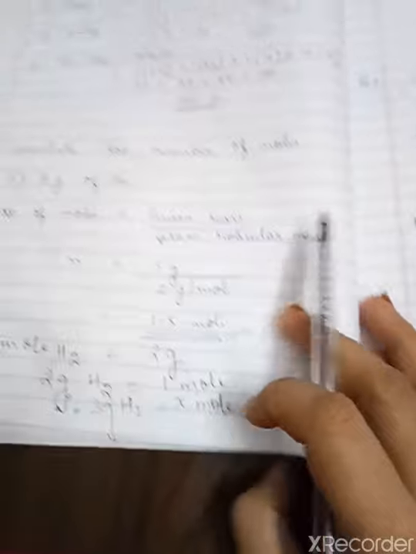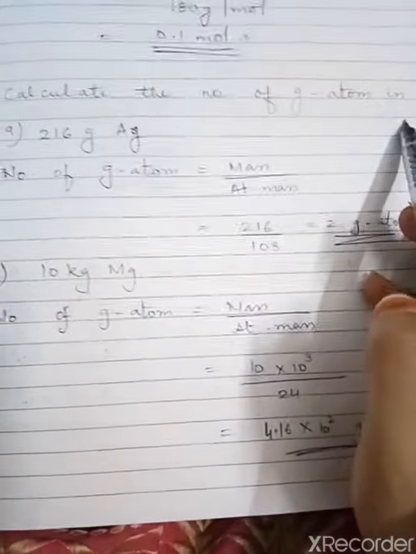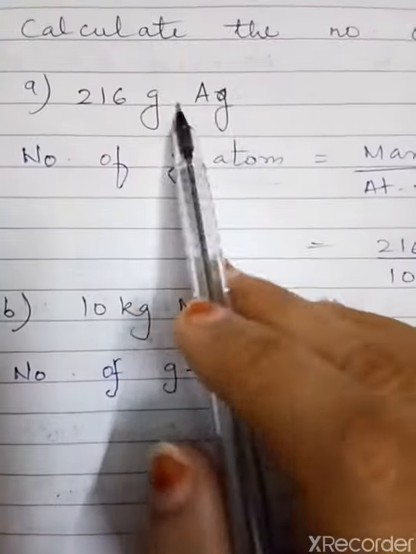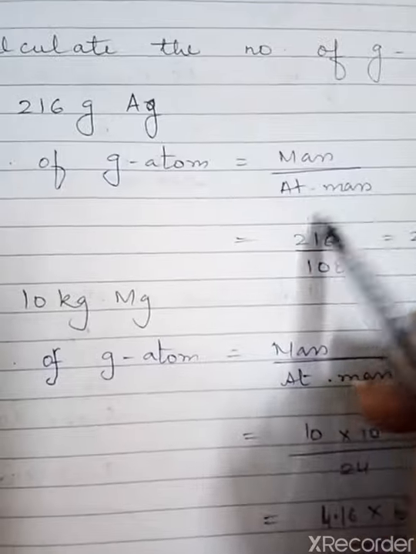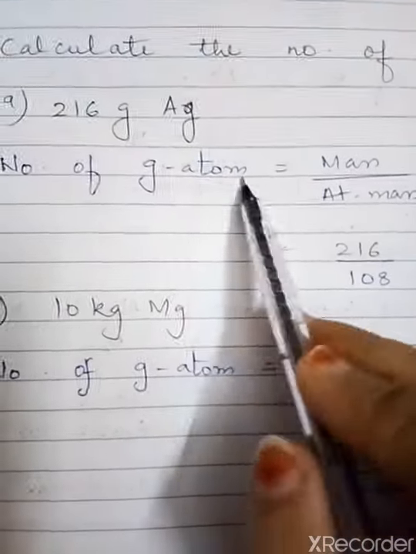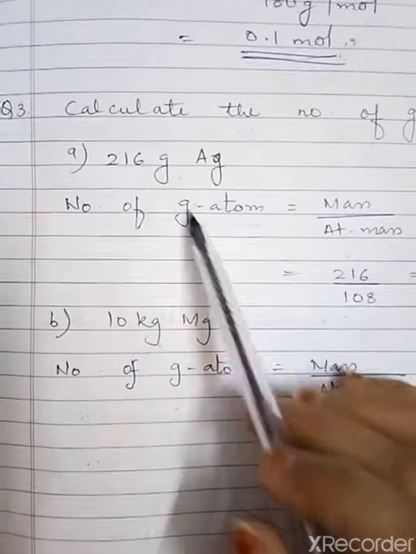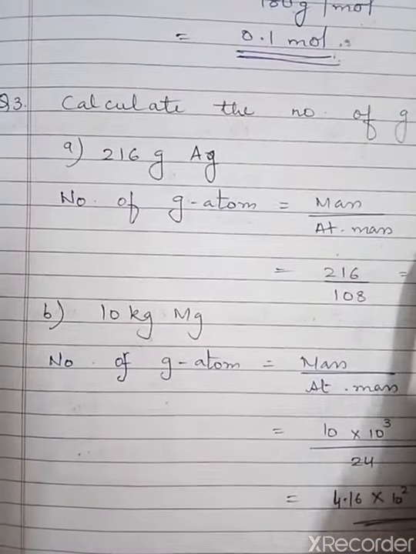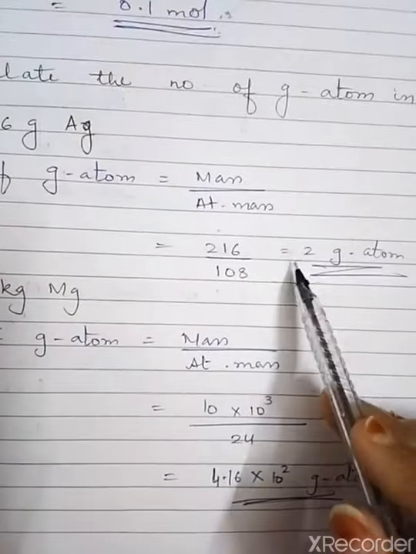That is 1.5 moles. Now the next question is: calculate the number of gram atoms in 216 gram of Ag, that is silver. So number of gram atoms is equal to mass upon atomic mass. Number of gram atoms is actually a mole. A gram atom contains Avogadro number of atoms and has a mass equal to its atomic mass. So number of gram atoms is equal to given mass upon atomic mass, that is 216 upon 108. 108 is the atomic mass of Ag, which gives 2 gram atoms.